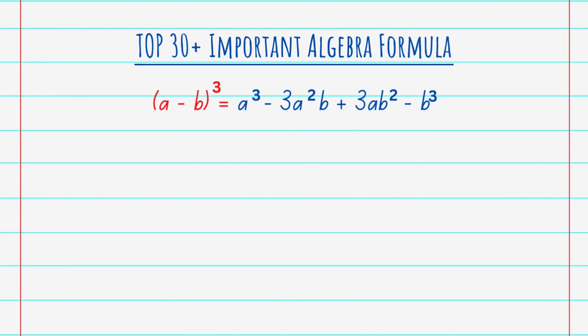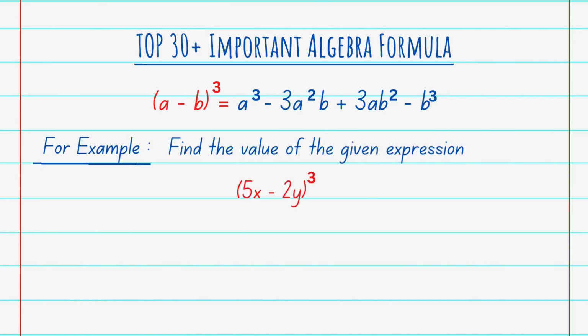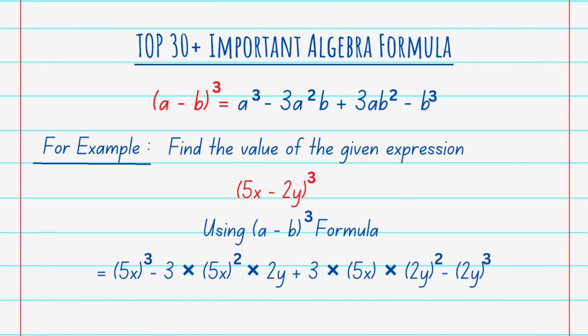Our next formula is (a minus b) whole cube, which is equal to a cube minus 3a square b plus 3ab square minus b cube. For example, if we have the expression (5x minus 2y) cube, then the value using this formula is (5x) cube minus 3 into (5x) square into 2y plus 3 into 5x into (2y) square minus (2y) cube. Got it? That is 125x cube minus 150x square y plus 60xy square minus 8y cube.